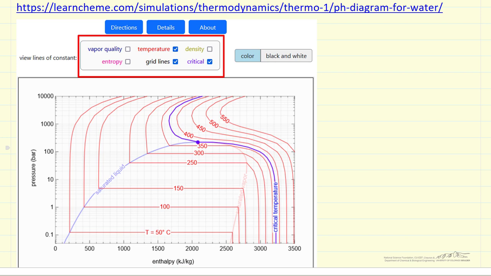In this case, we're looking at constant temperature lines, the critical lines, so saturated liquid at the lower enthalpies, saturated vapor at the higher enthalpies, and then we're showing the critical isotherm for water. So let's look at the simulation.